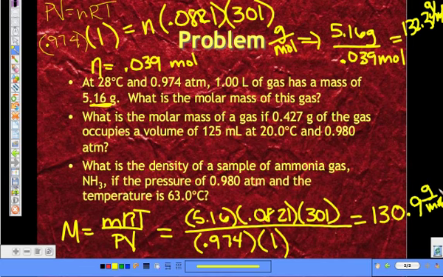That next problem is exactly the same, looking for the molar mass. Gives you grams, gives you pressure, volume. What would you have to do with the volume? Right, you need it in liters. So how many liters would that be? Divide by 1,000, and it's 0.125 liters.